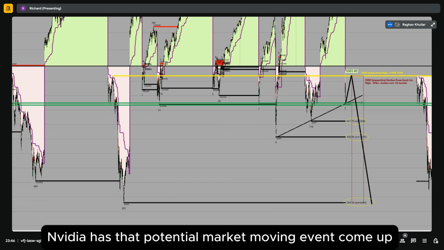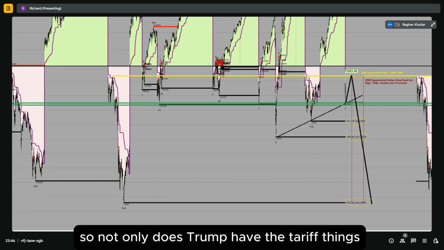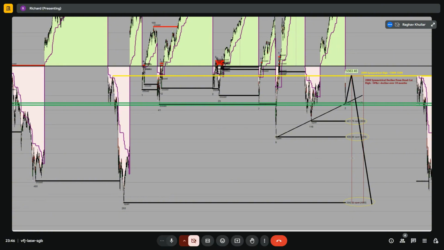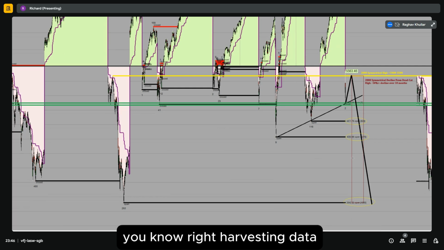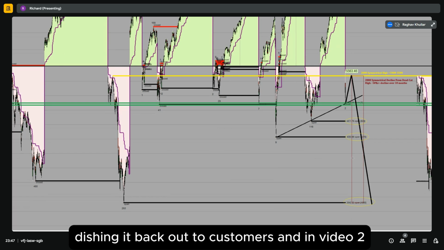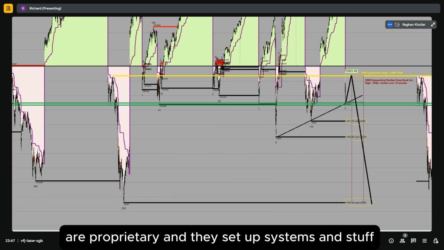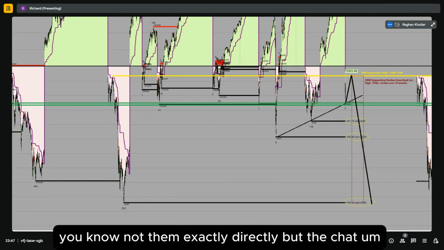So NVIDIA has that potential market moving event coming up. That would have big repercussions for the entire market. So not only does Trump have the tariff things, that's another thing in the pipeline that I could see being really critical given the market. A lot of it's built on this idea of AI, right? Harvesting data, dishing it back out to customers. And NVIDIA, too, they also go into clients that are proprietary and set up systems and stuff, using, not them exactly directly, but the chat.